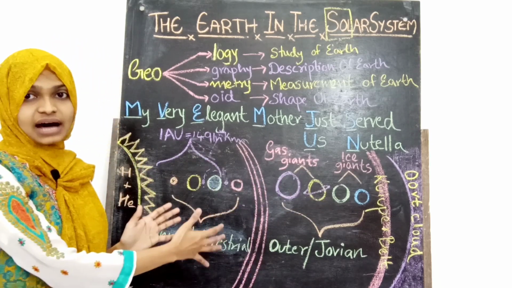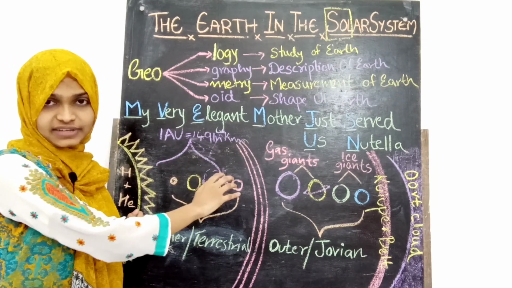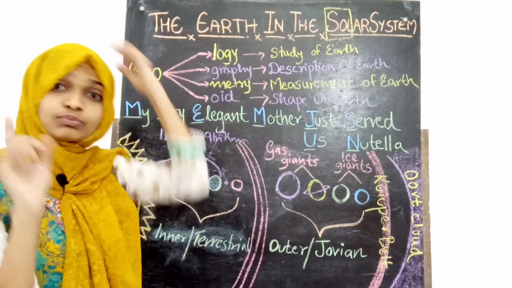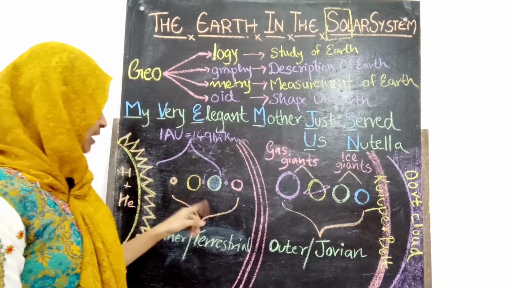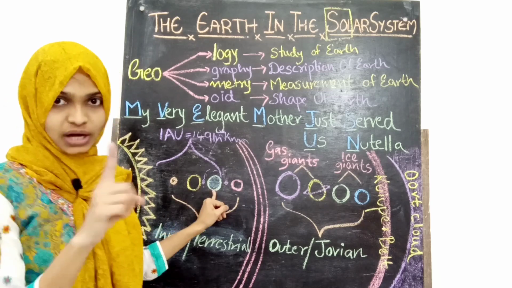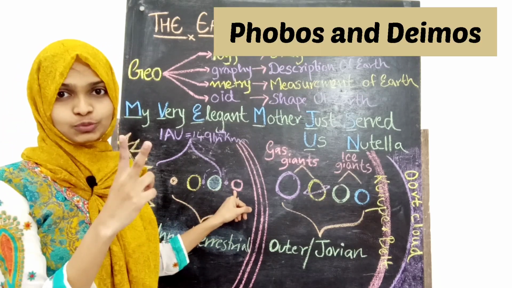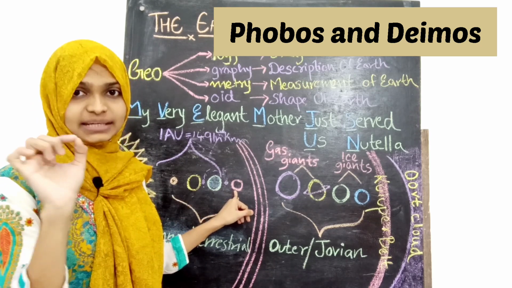The inner planets are mostly made up of rock materials. They have a solid surface and they have fewer moons. For example, Mercury and Venus have no moons. Earth has one moon, which is our moon. Mars has 2 moons. They are Phobos and Deimos.